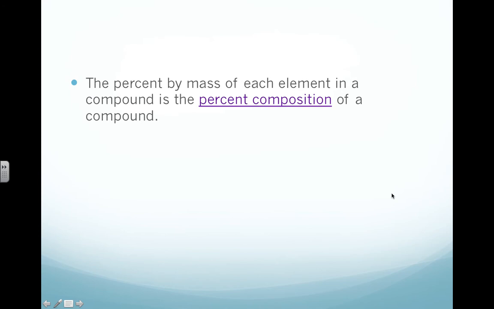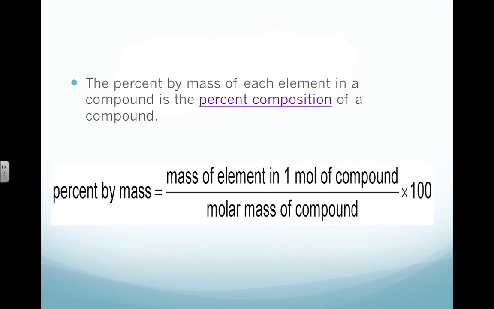Okay, so the percent of mass of each element in a compound is percent composition. So that one was the percent of oxygen in that compound. Now, you're going to find that you have to do more than one percent by mass. If you have two elements in a compound, you're going to have two percents by mass. If you have three elements in a compound, you're going to have three percents by mass.